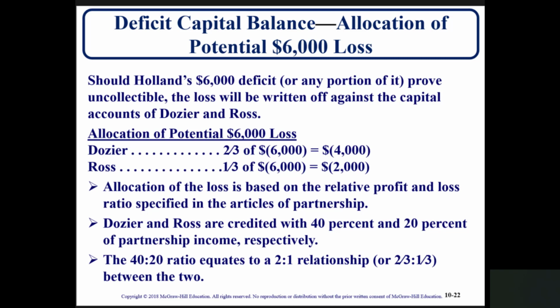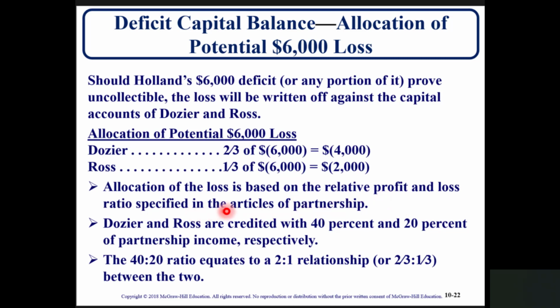So here, should Holland's $6,000 deficit prove to be uncollectible, the loss will be written off against the capital accounts of Dozer and Ross. So, allocation of potential $6,000 loss. They're going to have to take the $6,000 and allocate a portion of it to the other two partners based on their percentages. So here, they're showing you the calculation, and Dozer will end up with $4,000 and Ross with $2,000 against their capital accounts to make up the negative $6,000 from Holland.